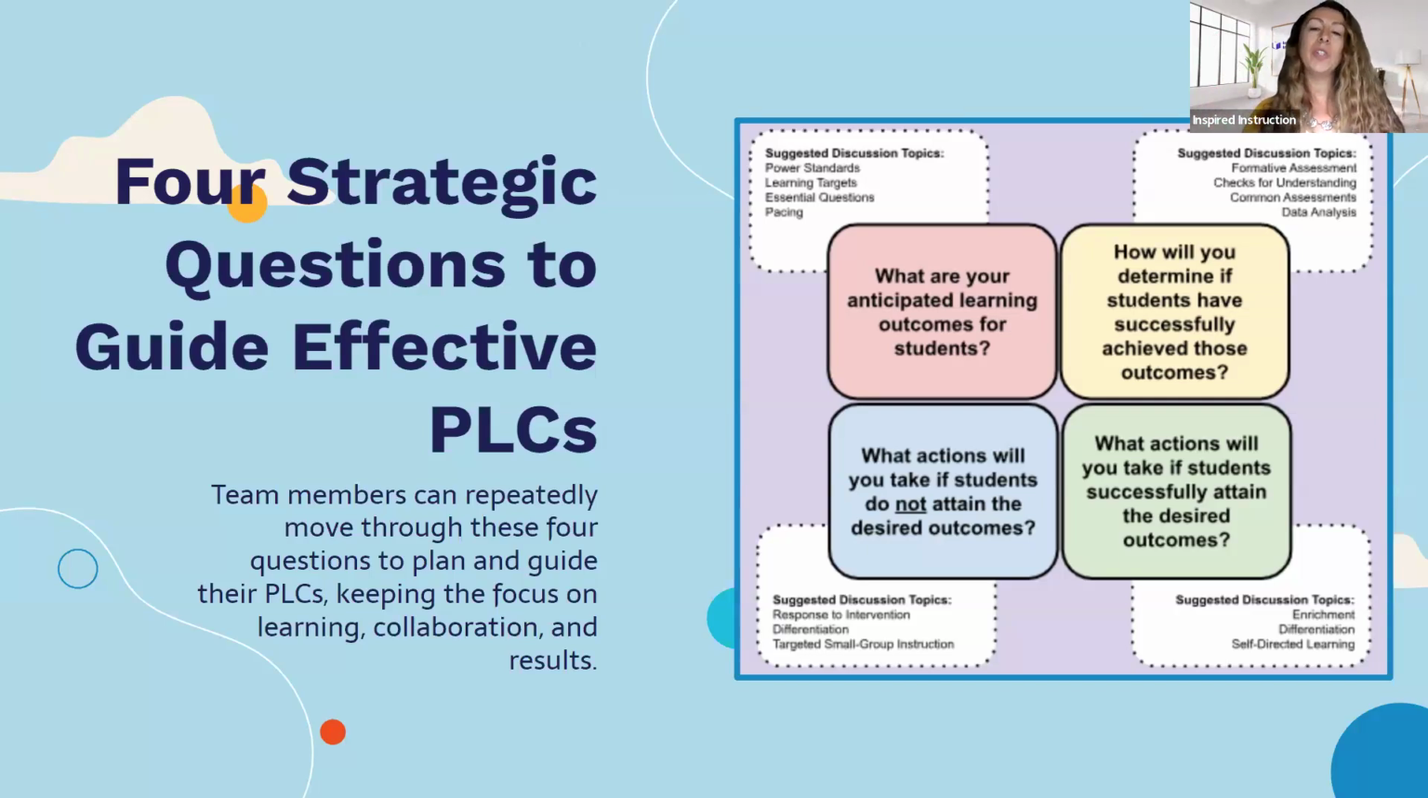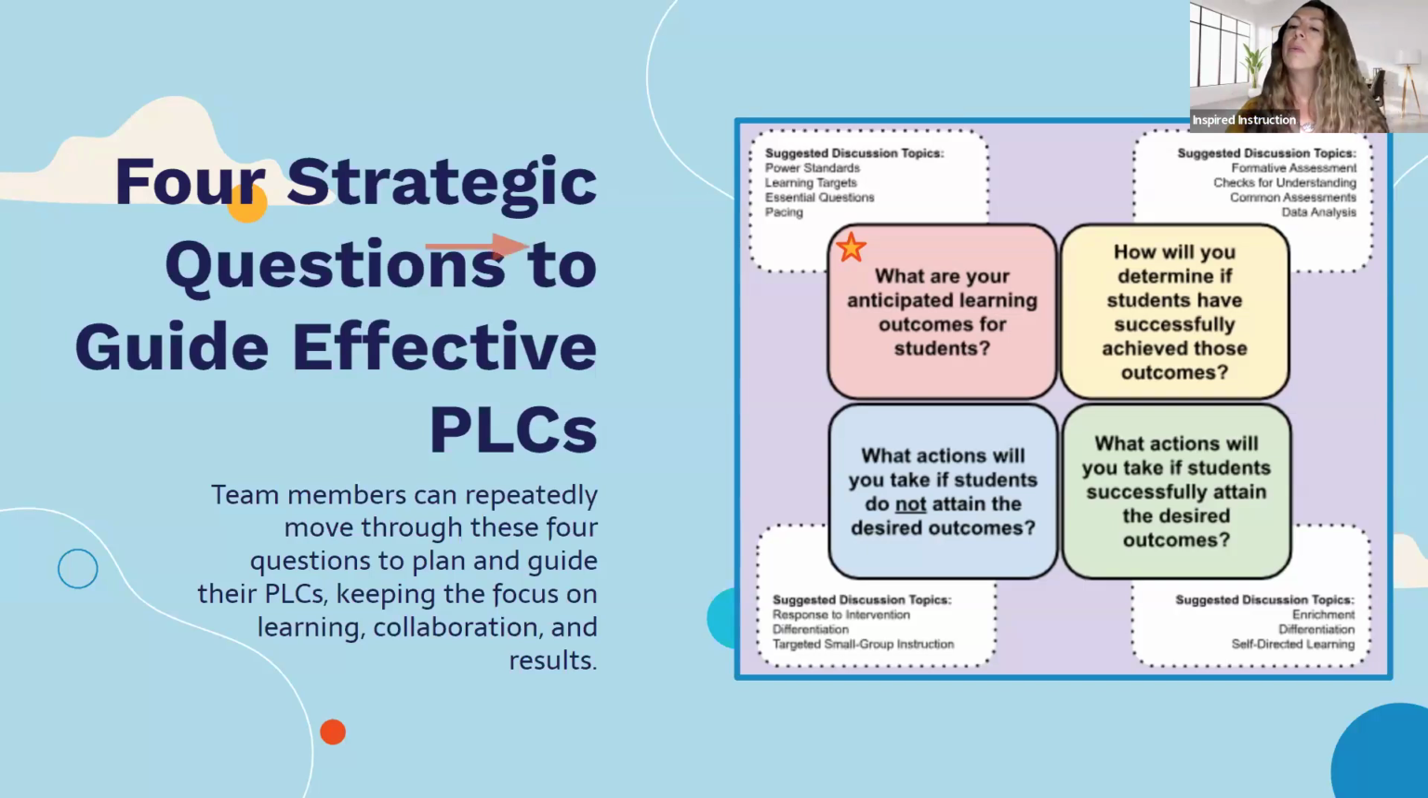So in this visual here, you would start with that pink square. What are your anticipated outcomes for students? So here's where you want to talk about, okay, what are the power standards, the learning targets, whatever essential questions. These are the things that you want to be using to drive your conversations in that first meeting, the first official progress starter to guide your effective PLCs.